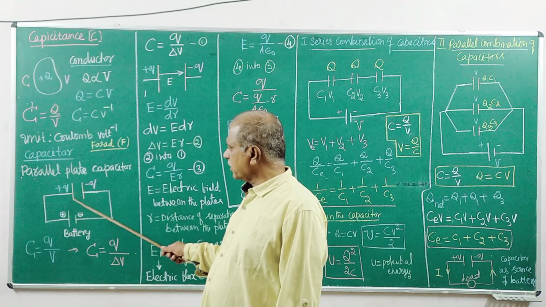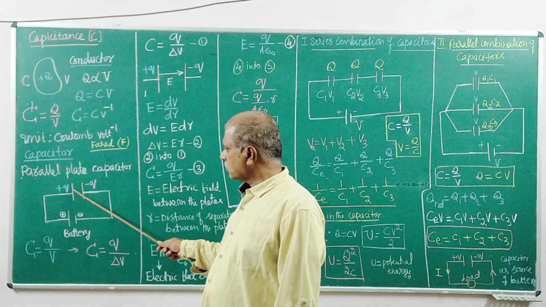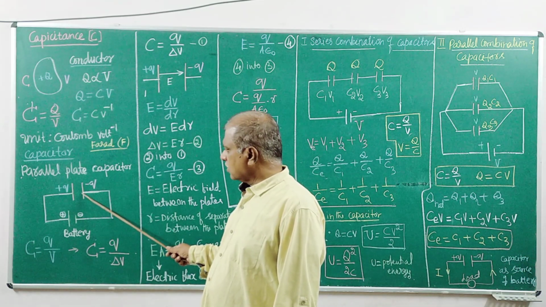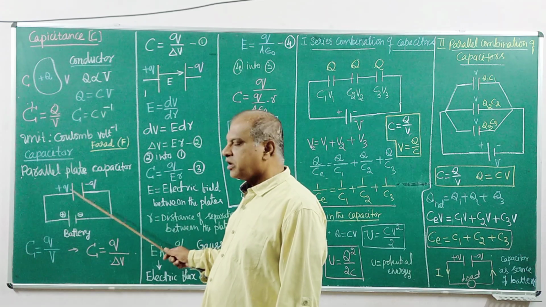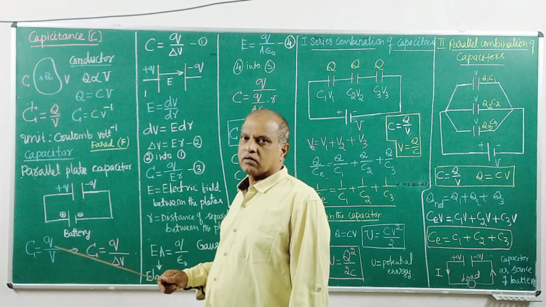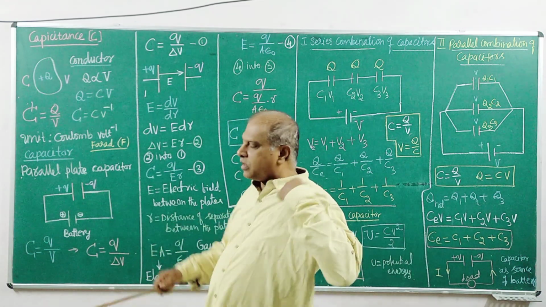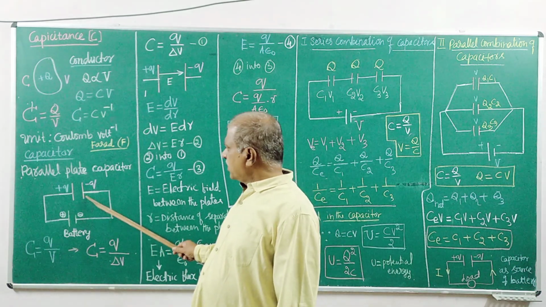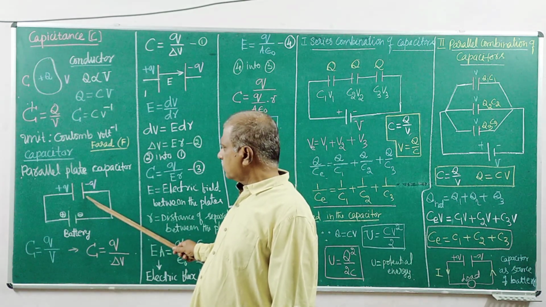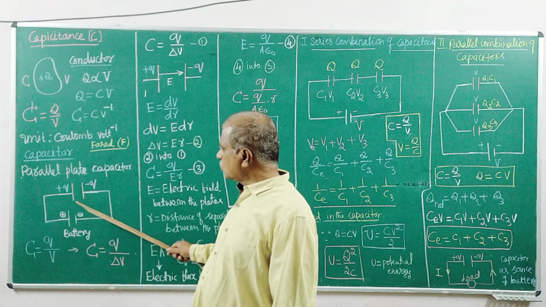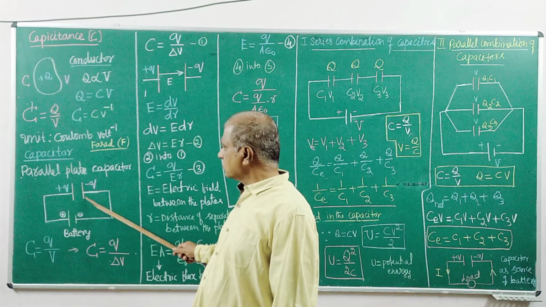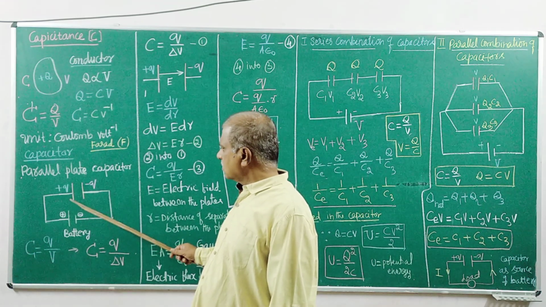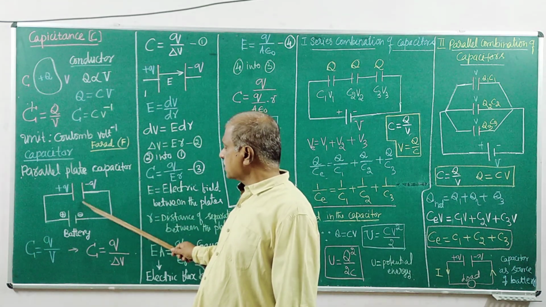So in between them you can take either vacuum or any insulating material, non-conducting material. So it becomes a capacitor. So it is two conductors in this fashion. If that is the case, what is the capacitance of this capacitor?